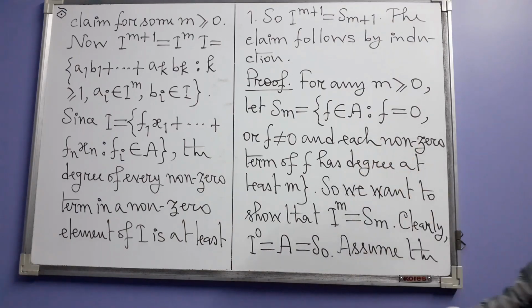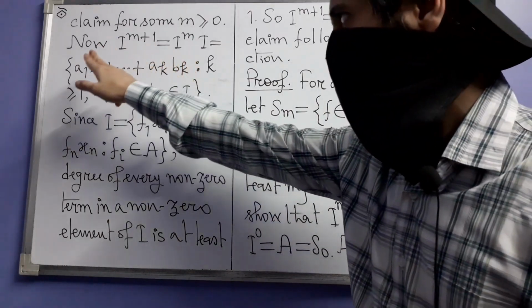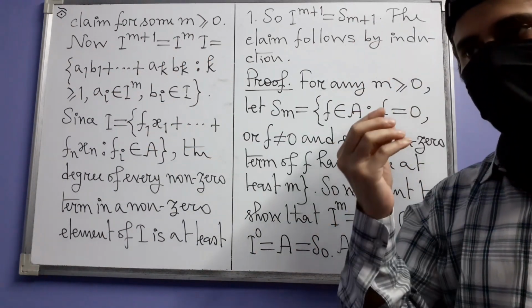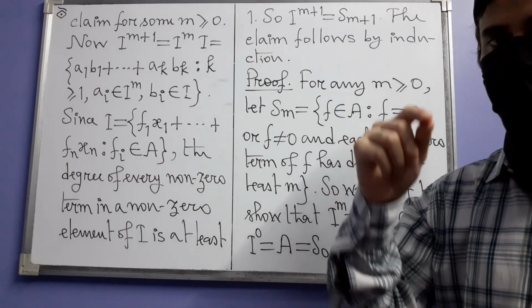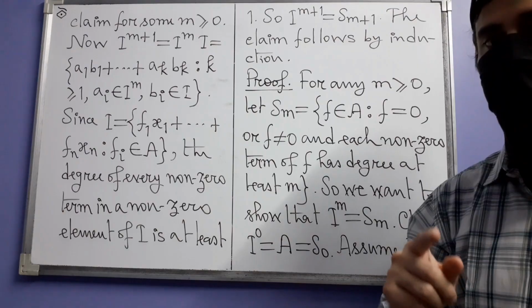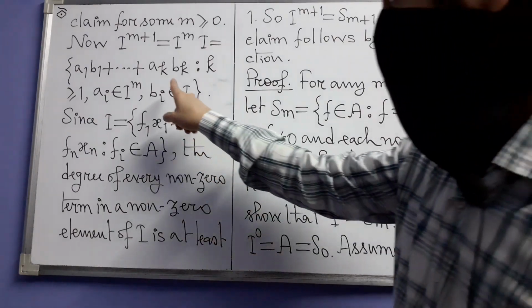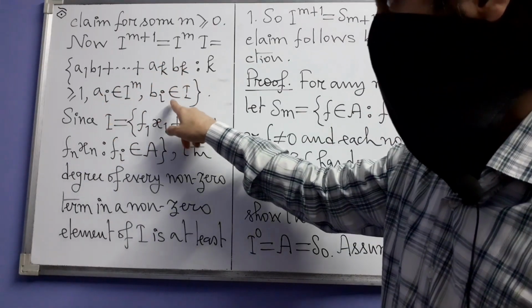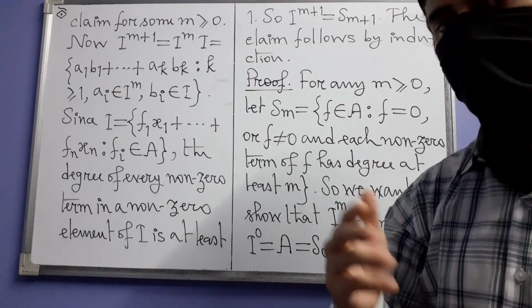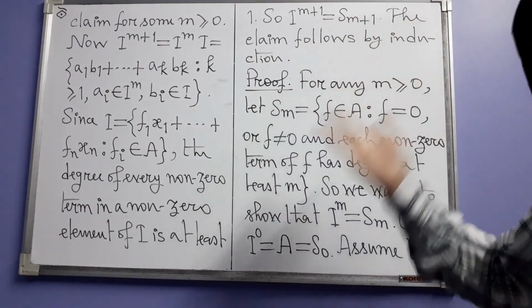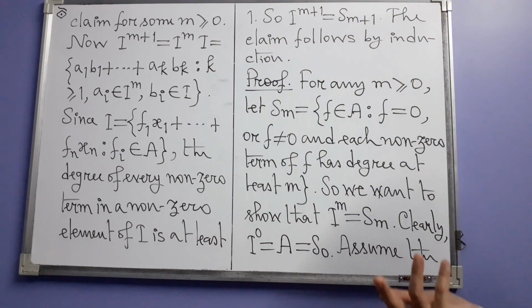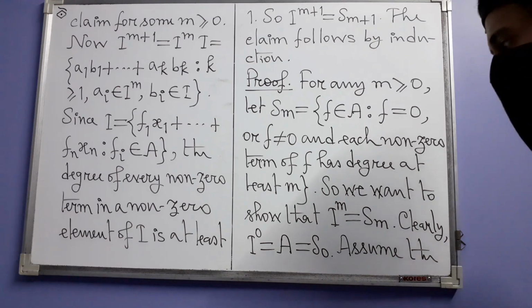But then what can you say if that is the case? Then what can you say about elements of this form? Obviously, all the non-zero elements will have all the non-zero terms having degree at least m plus 1. At least m degree elements are these ai's, and at least 1 degree elements are these bi's. So when you multiply them, the degrees will be at least m plus 1, and that's how you get I to the m plus 1 equal to Sm plus 1. But then by induction, your claim follows. So that's how you get this claim proved.